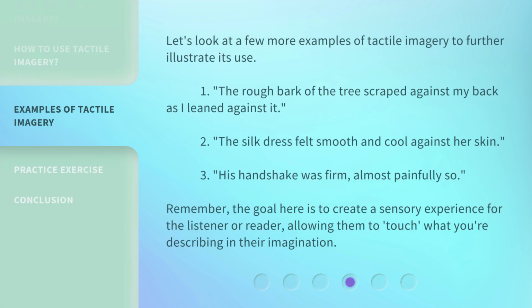Let's look at a few more examples of tactile imagery to further illustrate its use. 1. The rough bark of the tree scraped against my back as I leaned against it. 2. The silk dress felt smooth and cool against her skin. 3. His handshake was firm, almost painfully so.